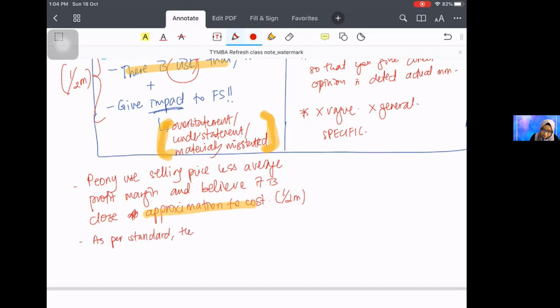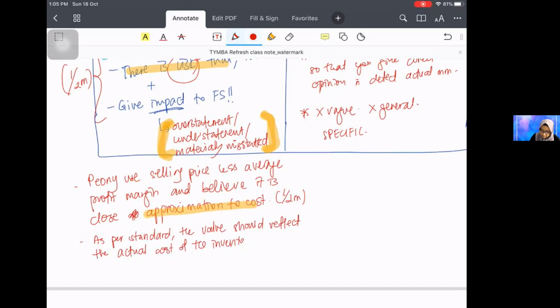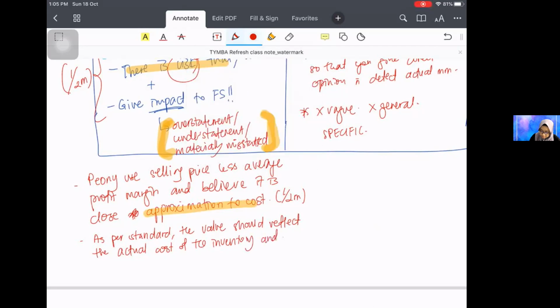As per standard, the value should reflect the actual cost of the inventory, or what can I say? Kita kata must be closely approximate to cost. Yeah, should be. Okay, it's either you use the actual cost of the inventory or must be closely approximate to cost.